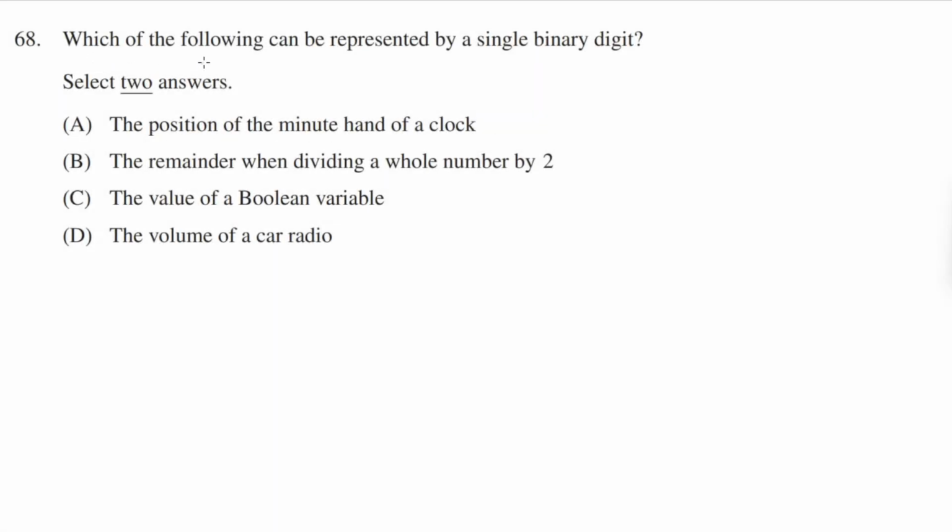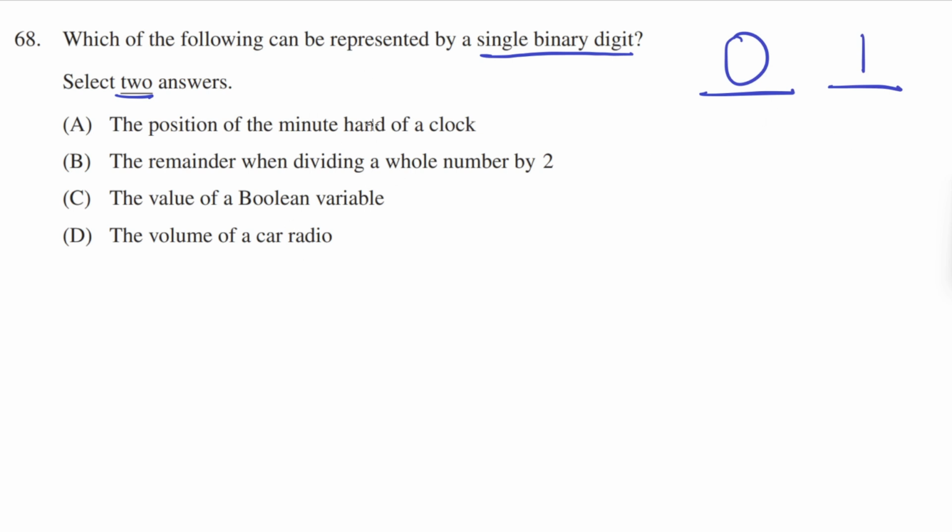Which of the following can be represented by a single binary digit? Select two answers. So a single binary digit is just a binary number with just one digit. So it can either be a 1 or a 0.